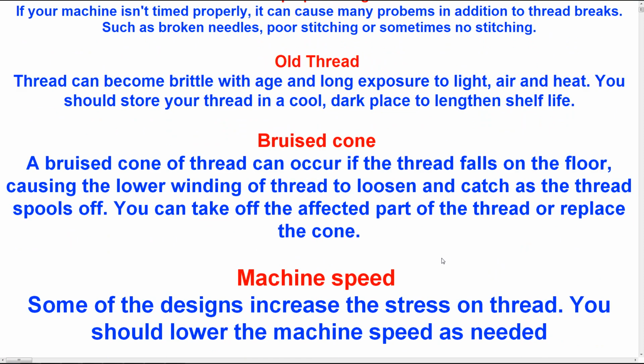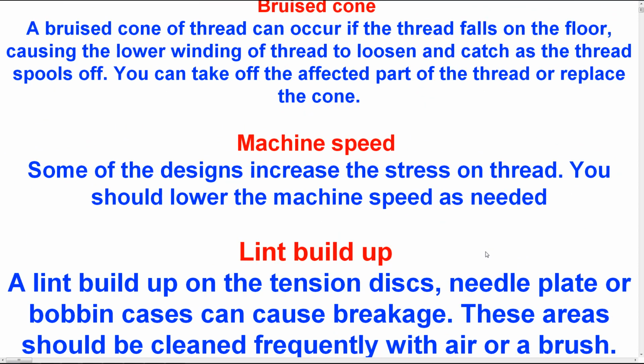Bruised cone. A bruised cone of thread can occur if the thread falls on the floor, causing the lower winding of thread to loosen and catch as the thread spools off. You can take off the affected part of the thread or replace the cone. Machine speed. Some of the designs increase the stress on thread. You should lower the machine speed as needed.